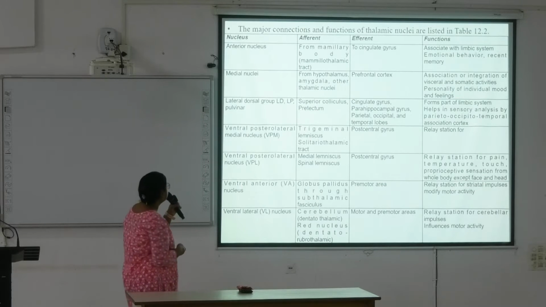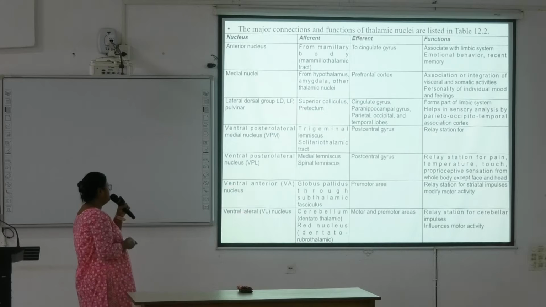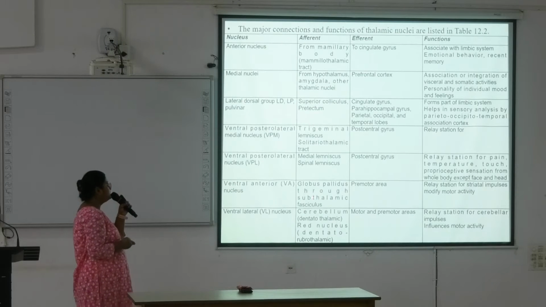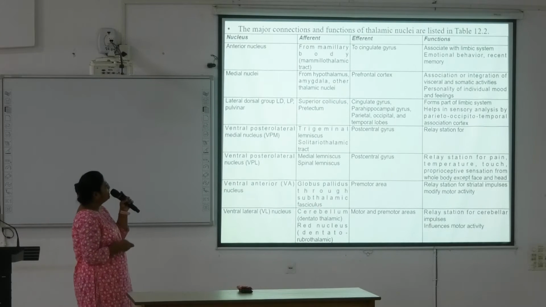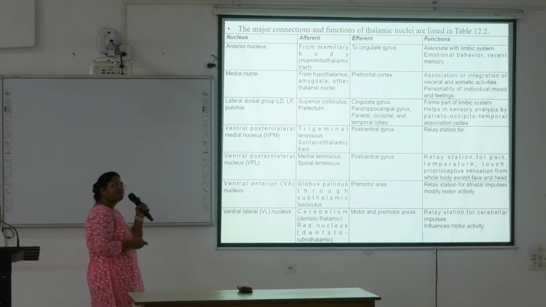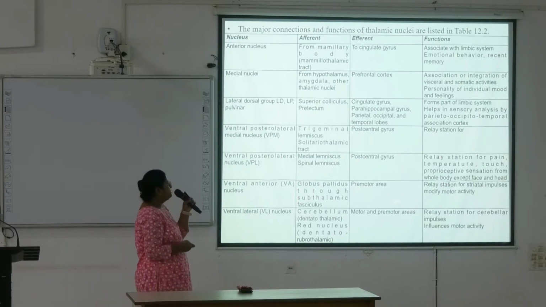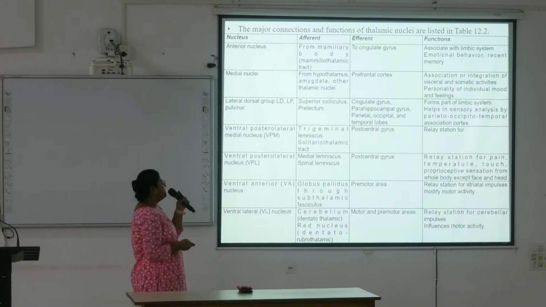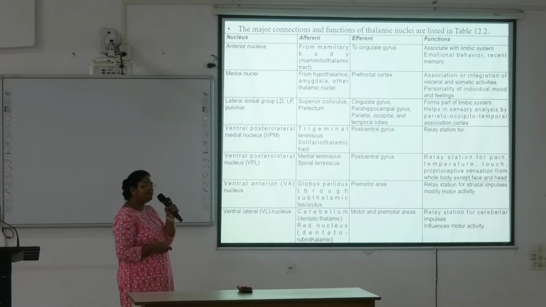Next is ventral anterior nuclei. Afferent coming from globus pallidus through the subthalamic fasciculus. Efferent is going to premotor area. Function is relay station for striatal impulses, and they modify the motor activity.